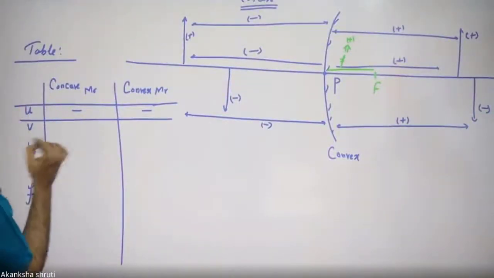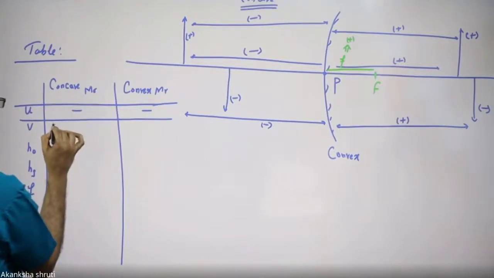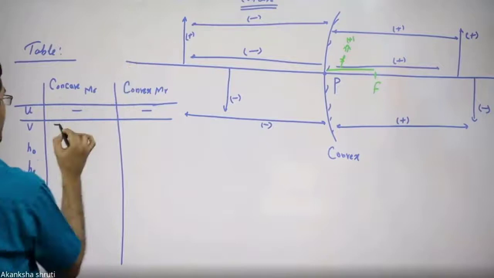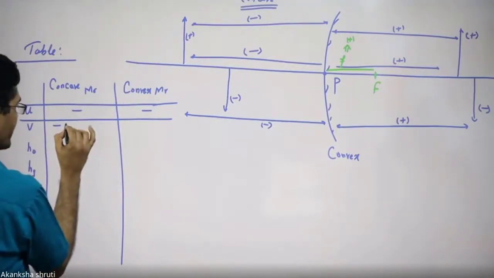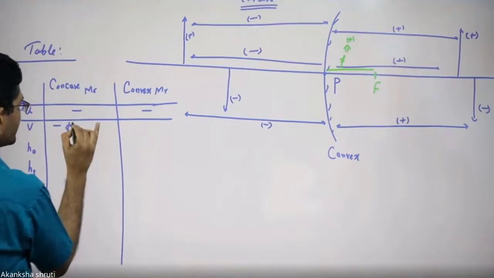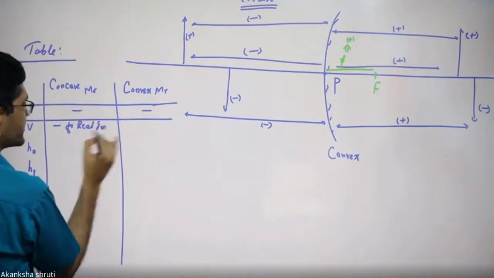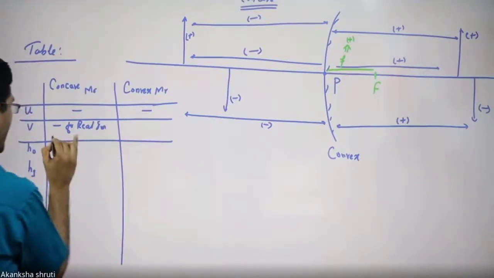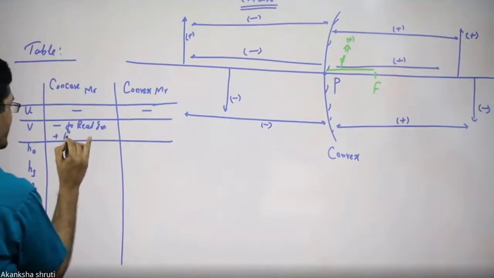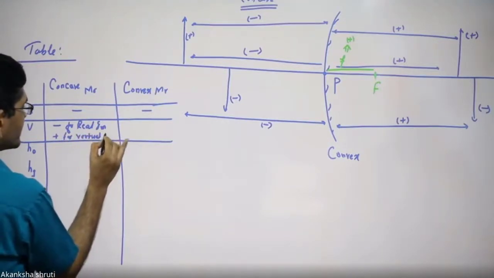So for this v, we have to keep in mind, for this concave mirror, it can be negative. Students, mark it carefully. Negative for a real image, you have to write it carefully. But this v can be positive for a virtual image. Be careful for this.